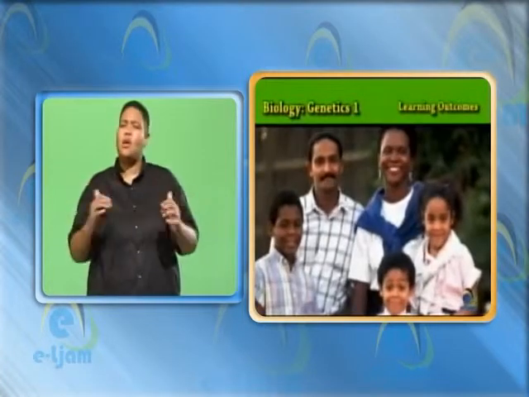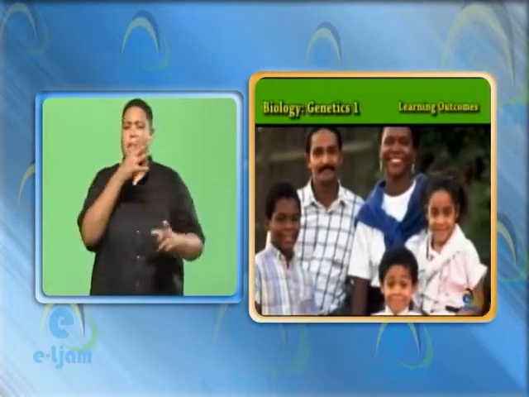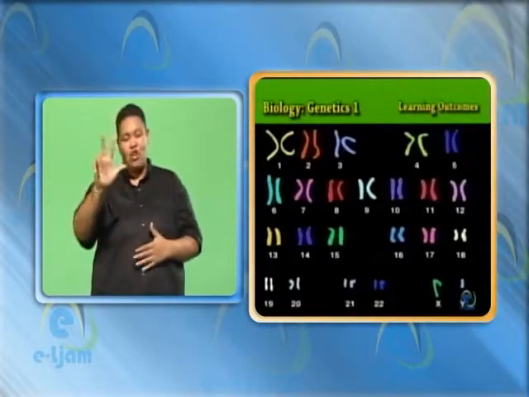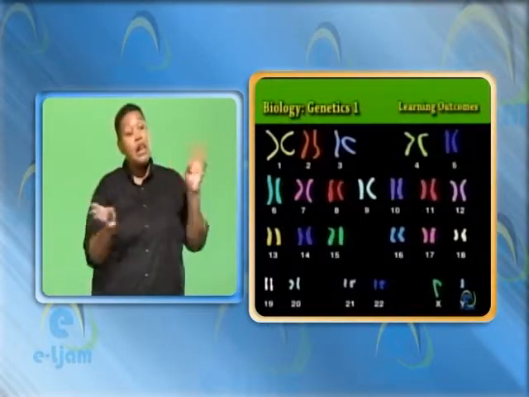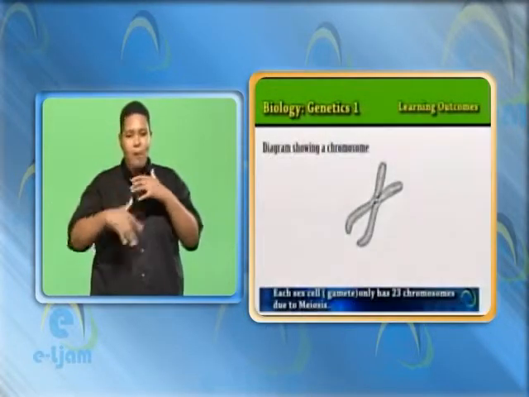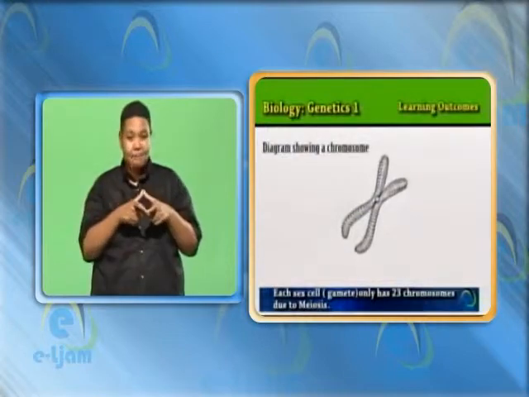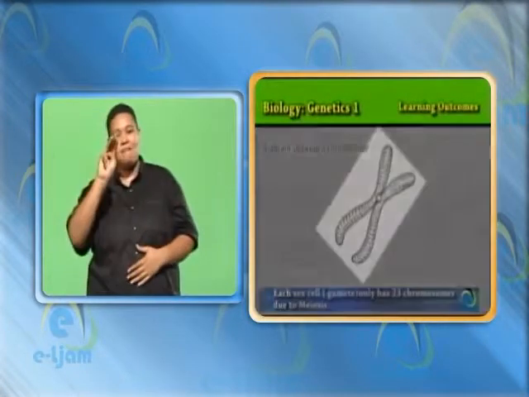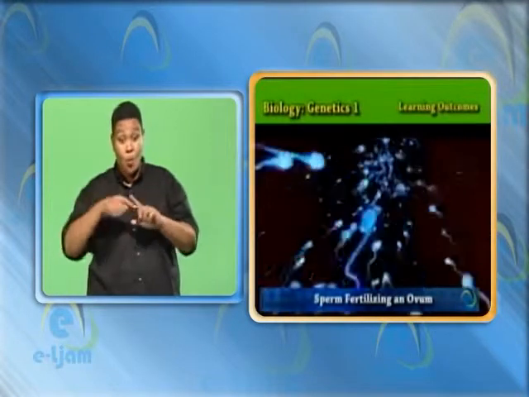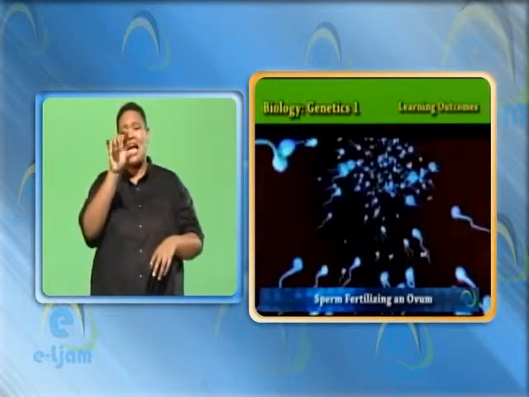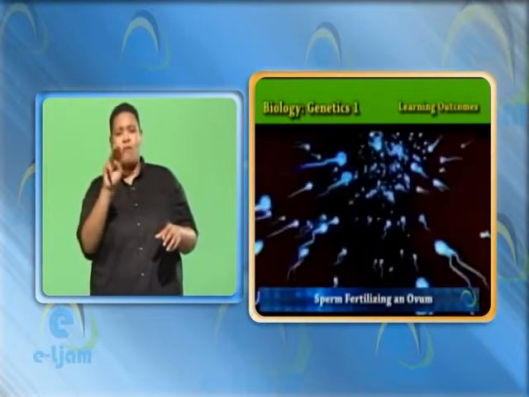How do we get our traits from our parents? Humans have two complete sets of 23 chromosomes, that is, 46 in all of our body cells except red blood cells and sex cells. Each sex cell, gamete, only has 23 chromosomes due to meiosis. When a sperm cell fertilizes an ovum, the resulting zygote, fertilized ovum, has 46 chromosomes.